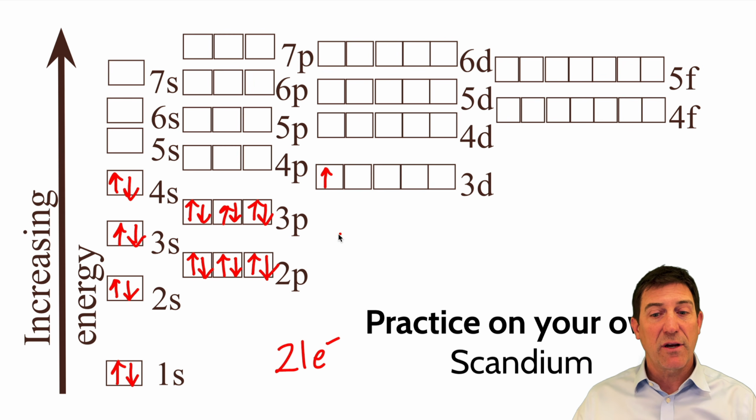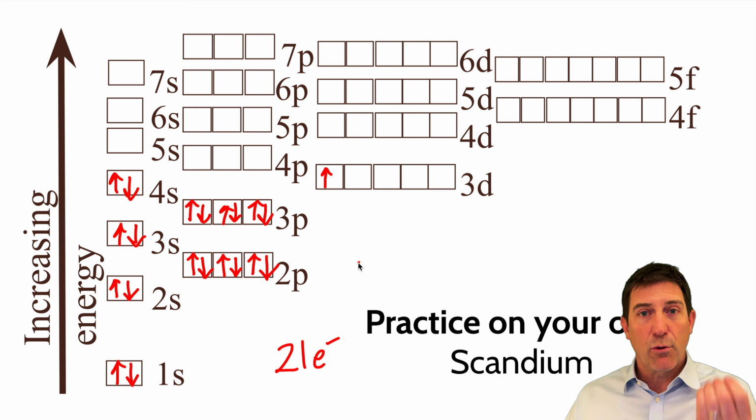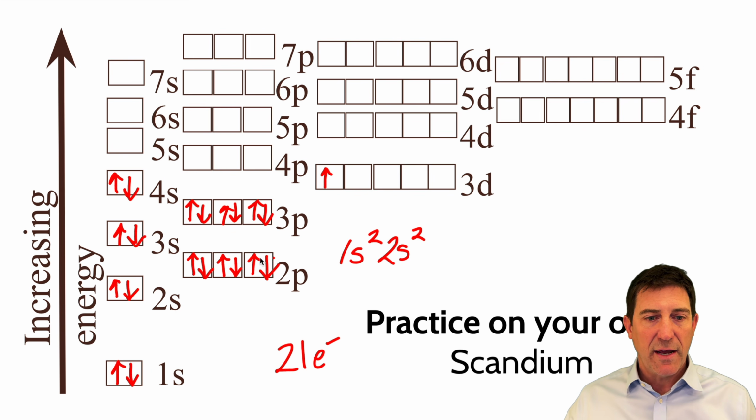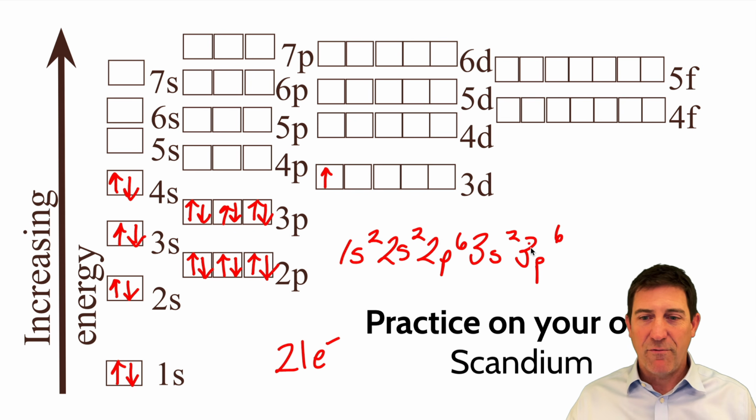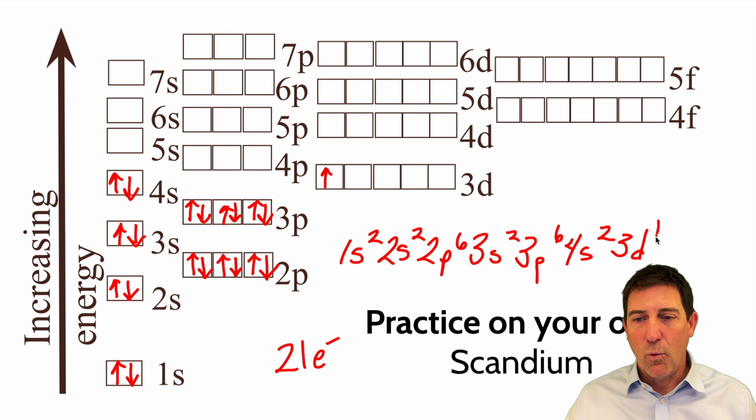Let's write out the electron configuration. That's the filling order, the order that we drew these in, and that gives us the electron configuration. We have 1s2. Next one, 2s2. Next one, 2p6. Then 3s2. Then 3p6. Then we filled up 4s2. And then finally 3d1.